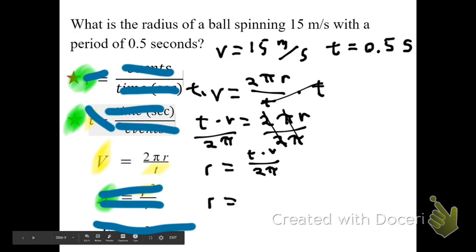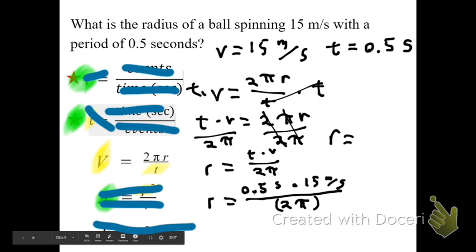So writing that all out, we've got 0.5 seconds as our period times our velocity of 15 meters per second, all divided by 2 pi. Now remember, when you put this in your calculator, make sure you have that parentheses there so your calculator doesn't get confused. You want to treat it like it's an idiot, because it will do exactly what you say. So make sure you have those parentheses.